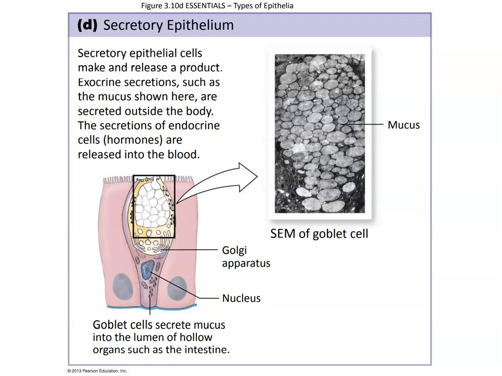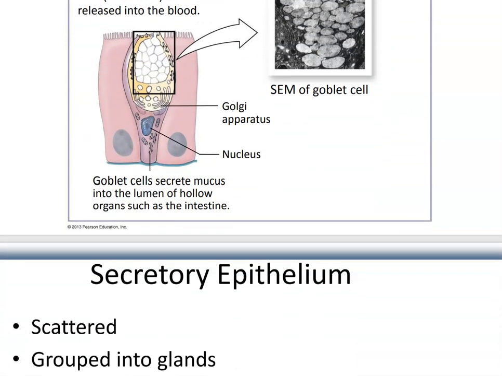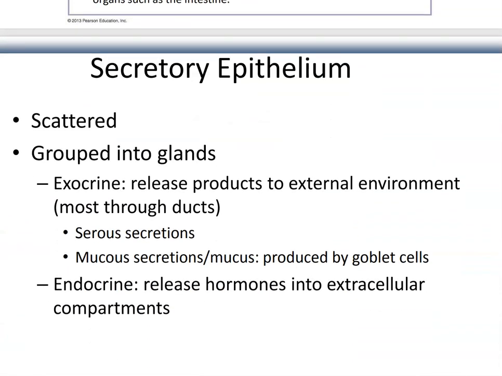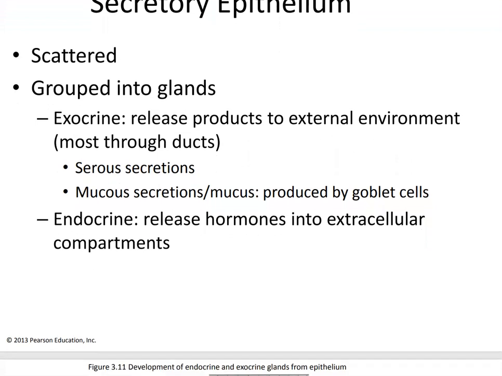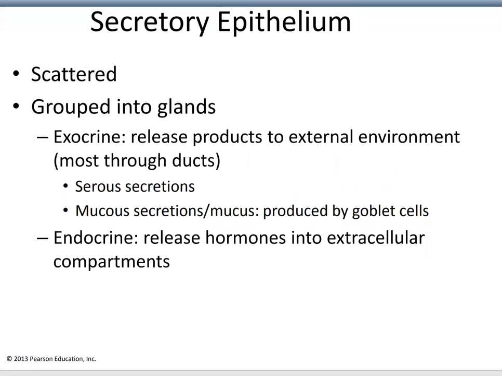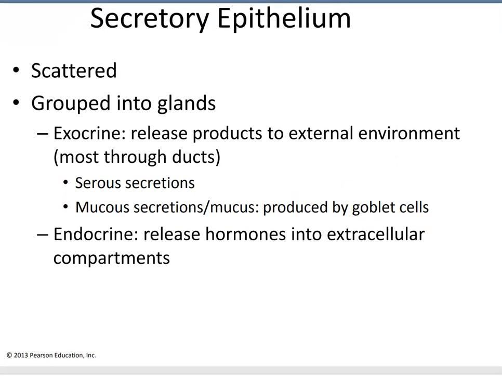Mucus. There's a scanning electron micrograph of a goblet cell. And continuing here with more secretory epithelium. A lot of these secretory epithelium is grouped in glands, and then we have two types of glands. Exocrine glands release their products through a duct. So that means these cells are producing something and then they are delivering whatever they produced via a duct.